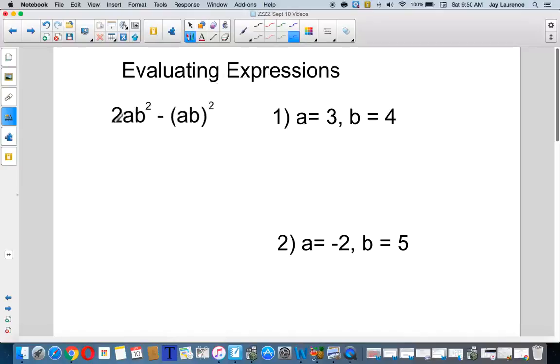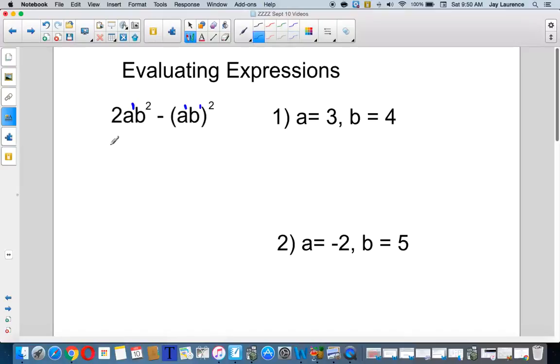Now, by the way, these two expressions are not even close to being the same. This one, only the b is being squared. The exponent on the a is actually 1. Now, on this one, you can say the exponent on a is 1 and b is also 1, but both of them are being squared. So let's substitute in and see what happens.